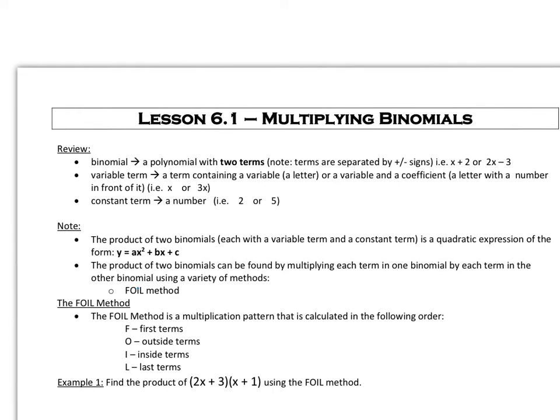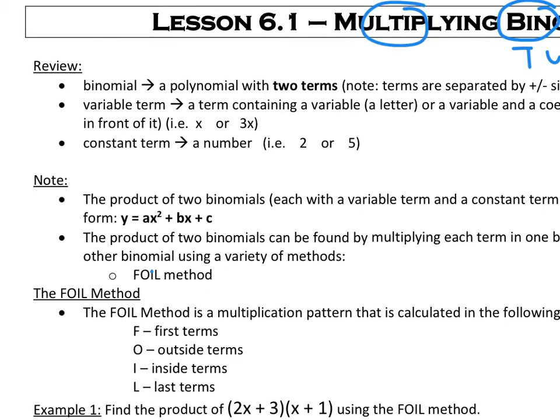Okay, welcome back. We're starting a new unit, Unit 6. This is Lesson 1, and what we're going to start off with is expanding binomials. A binomial, as we talked about before, means two terms. We're going to multiply two terms together that are inside brackets. What it's going to produce is something that looks like this, and this is called a quadratic.